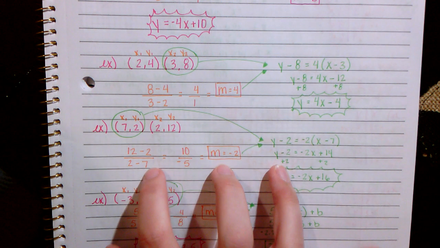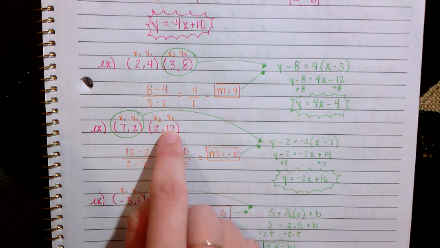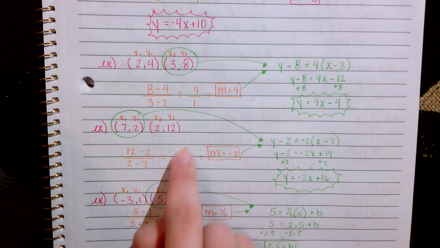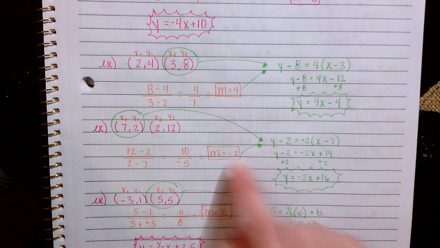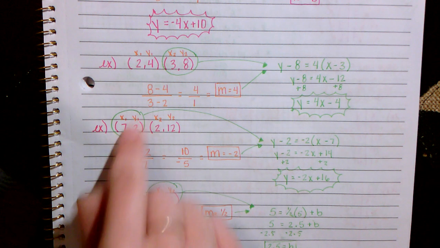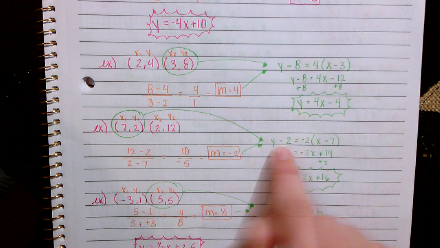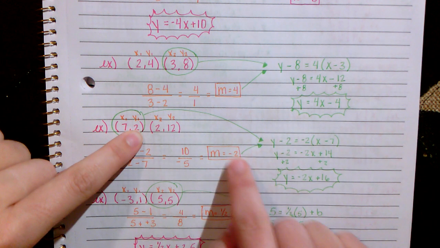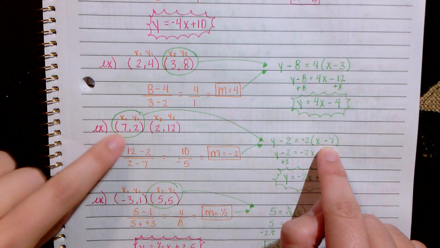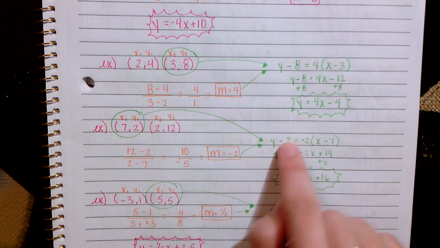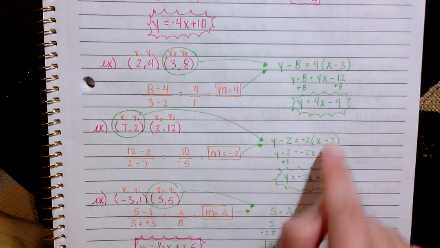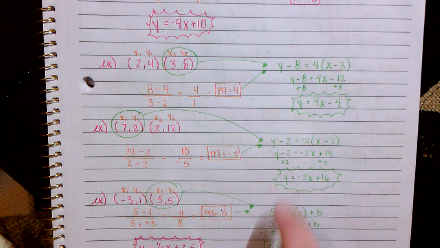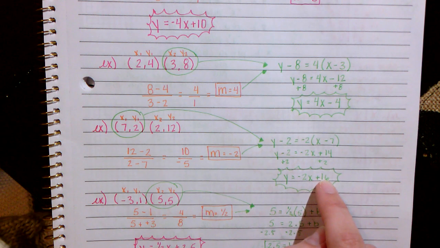Same thing here, I did the same process. Y2 minus y1 over x2 minus x1. I got my slope, I simplified it, and then again, I used point slope form. So I used this point and this slope and plugged it in. So y minus y1, right here is 2, equals slope times x minus x1, and I use this x. When I distribute that, I get negative 2x and positive 14. I bring everything else down, and then I move that 2 over. So my final answer is y equals negative 2x plus 16.